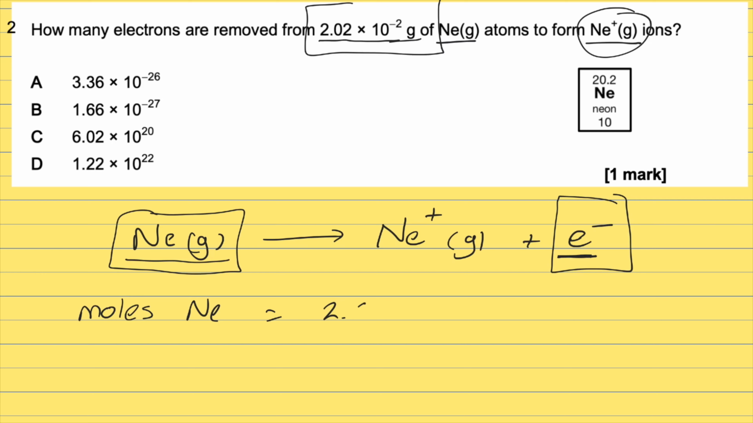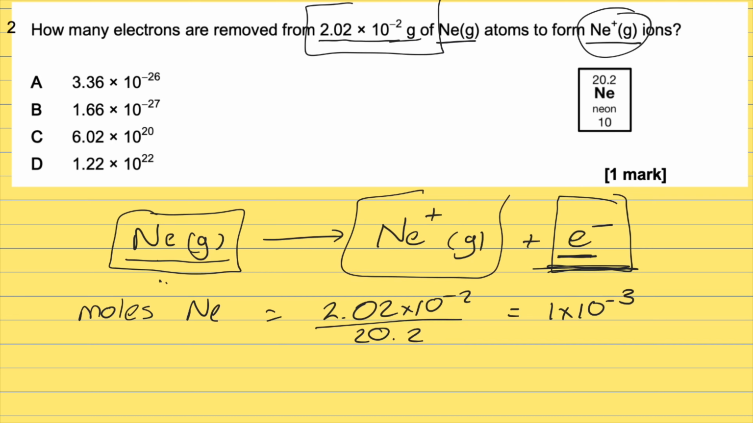So the moles of neon is mass divided by relative atomic mass, which is 20.2, which is going to give us an answer of 1 times 10 to the minus 3. Remember, this equation shows us that 1 mole of neon makes 1 mole of electrons, or rather we remove 1 mole of electrons to form neon plus, but we don't have 1 mole of neon, we've got 1 times 10 to the minus 3 moles of neon.